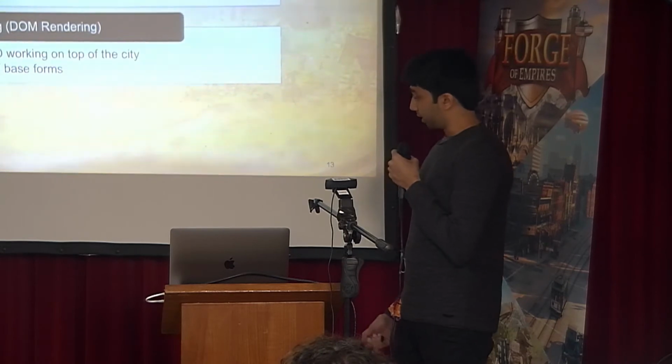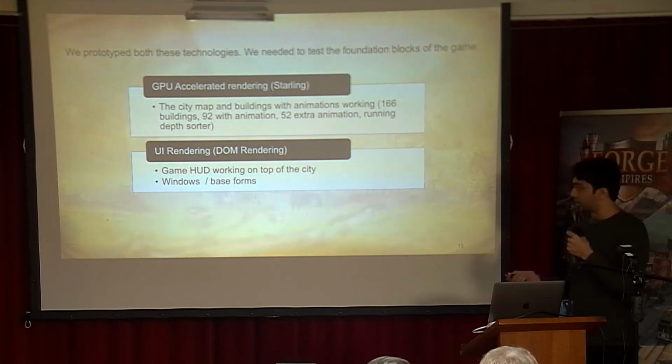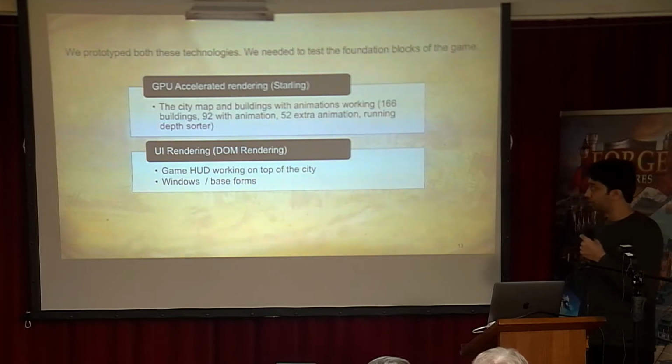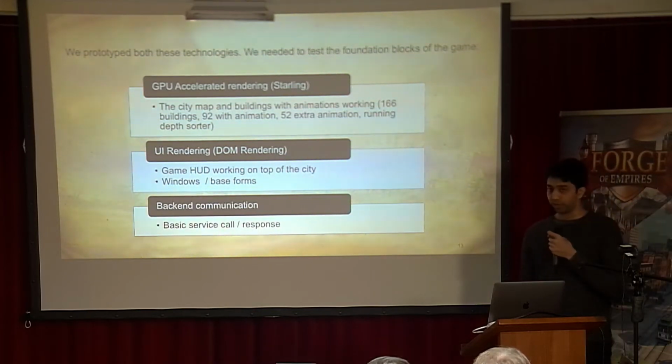The other rendering part is where we render the UI, on the DOM layer. The DOM rendering is the game HUD on top of the city. This is all our windows, pop-ups, tooltips, stuff like that. And we also wanted to see if we could, in the prototypes, have quick backend communication, because a lot of our game logic is in the backend.